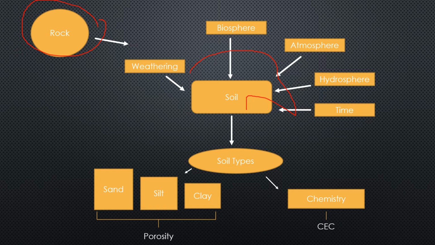Now, there are different soil types, and two of the things we're going to focus on with the soil types has to do with porosity and the cation exchange capacity. So porosity has to do with how much water can go between the particles of the soil, and the cation exchange capacity just basically is exactly that. It's the capacity of each particular soil particle to bind particular cations and exchange those into the roots.